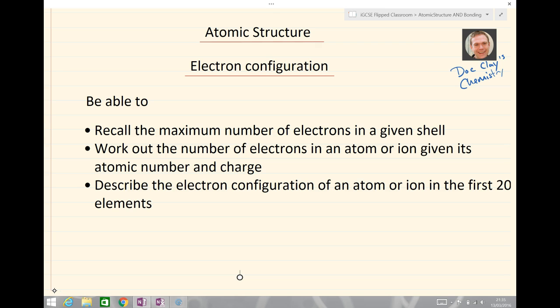Let me just point out for anyone who's watching this video that this is true for GCSE level, and our electron configurations, if you're doing the A-level course, are slightly different. So make sure you don't watch this video if you're doing the A-level course.